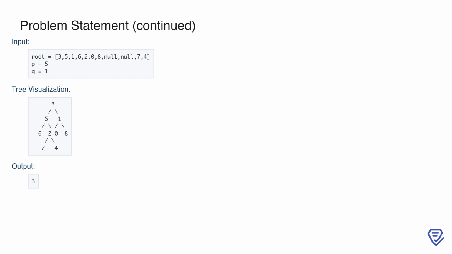Here, the binary tree is represented as 3 5 1 6 2 0 8 null null 7 4, with P equals 5 and Q equals 1. The tree visualization shows the root node 3, which has two children, 5 on the left and 1 on the right. The subtree rooted at 5 contains nodes 6, 2, 7, and 4, while the subtree rooted at 1 contains nodes 0 and 8. The output for this example is 3, because it is the lowest node in the tree that has both nodes 5 and 1 as descendants.